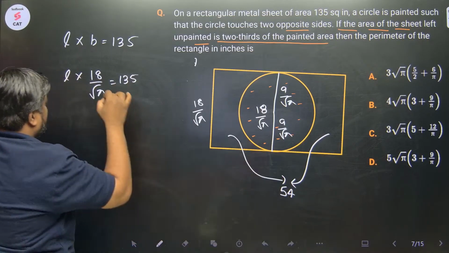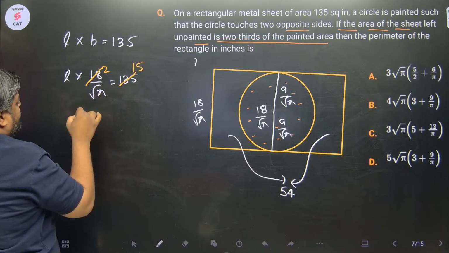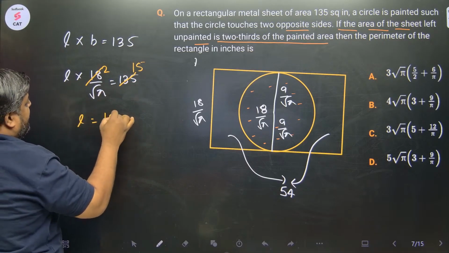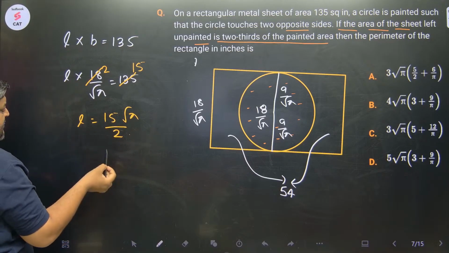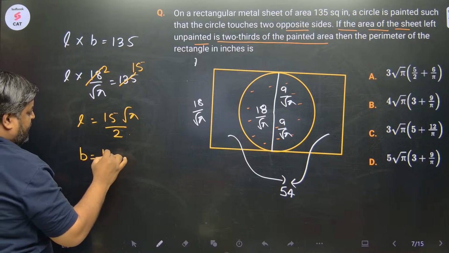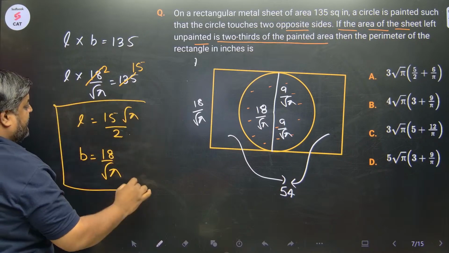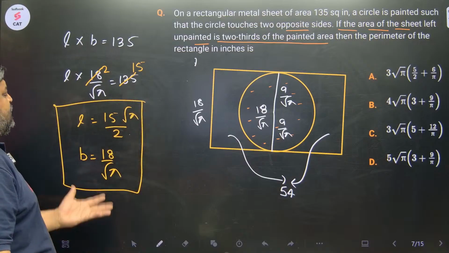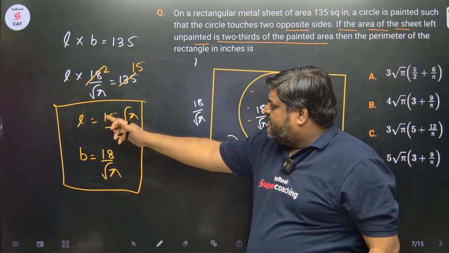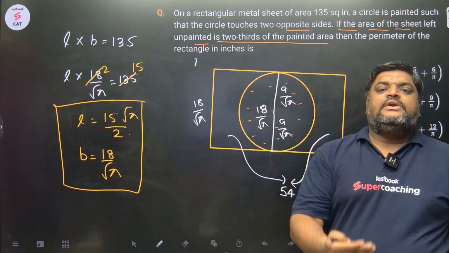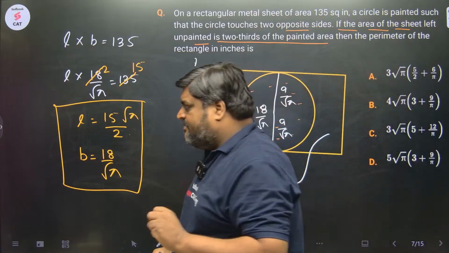Let's do it. 9 goes into 18 two times, and into 135 fifteen times. So length is 15 root pi upon 2. You got the breadth. Breadth was 18 upon root pi. You have the length, you have the breadth. You need to answer what is the perimeter of the rectangle. What is the perimeter of the rectangle, by the way?